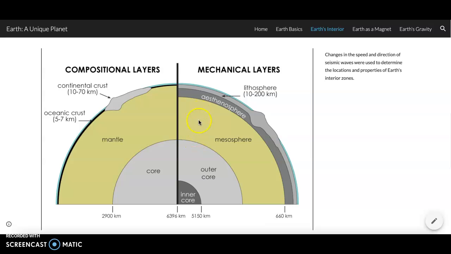And then the bottom of the mantle we call the mesosphere, in the mechanical layer scheme, and this tends to behave more as a solid. And then the core gets divided, even though chemically it's all the same, it's iron and nickel, very dense. The outer core is liquid, and so this liquid outer core behaves differently than this solid, and the inner core is a solid core of iron and nickel.